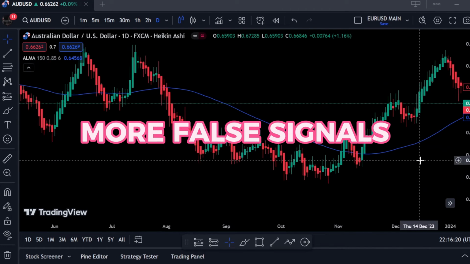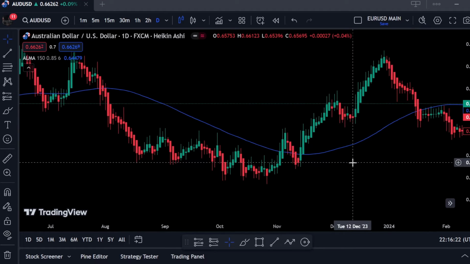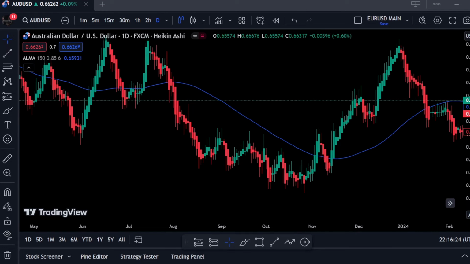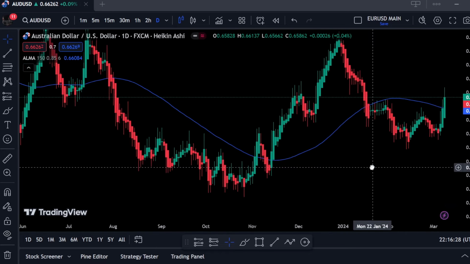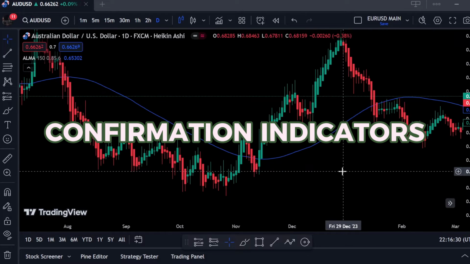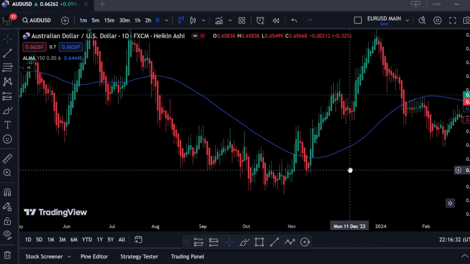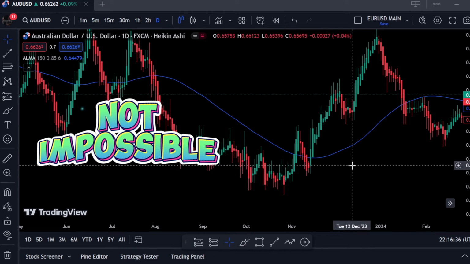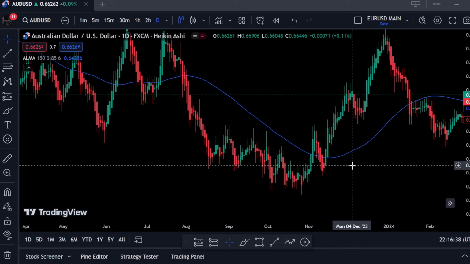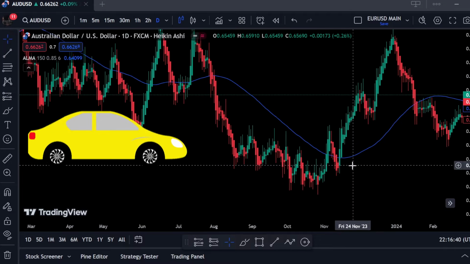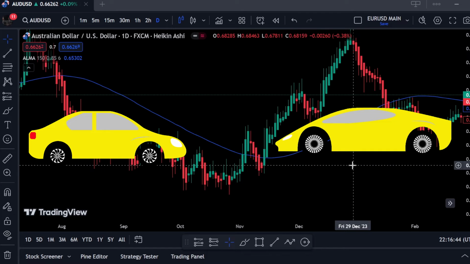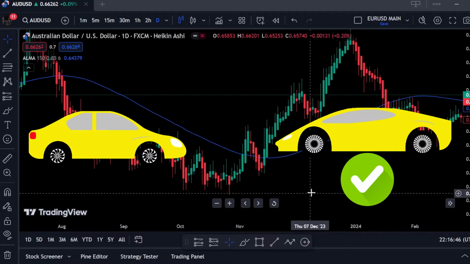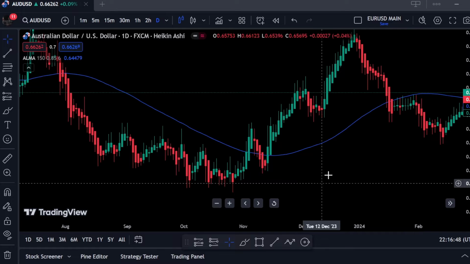That is why almost no professional trader uses the Heikin Ashi indicator, but if you do consider using it, make sure to use it together with many other confirmation indicators to reduce losses and keep more profits. That being said, it is not impossible to create a profitable system from the default Heikin Ashi indicator. But if you're given the chance to drive a Toyota Yaris and a Lamborghini Urus, which would you choose? The Urus, right?